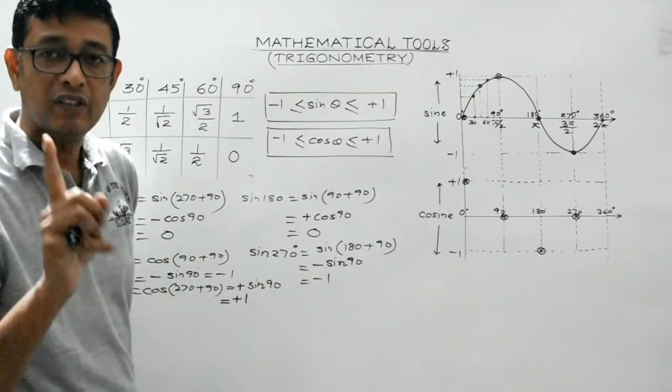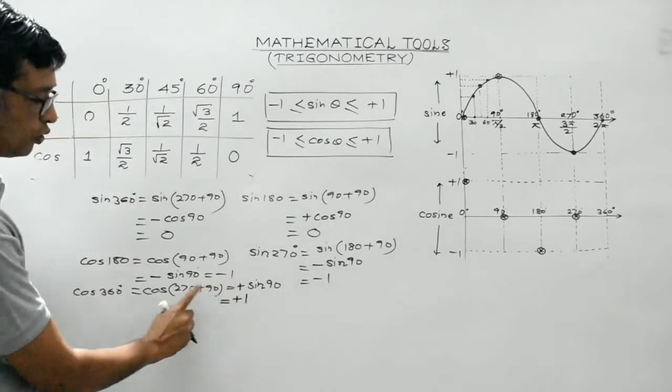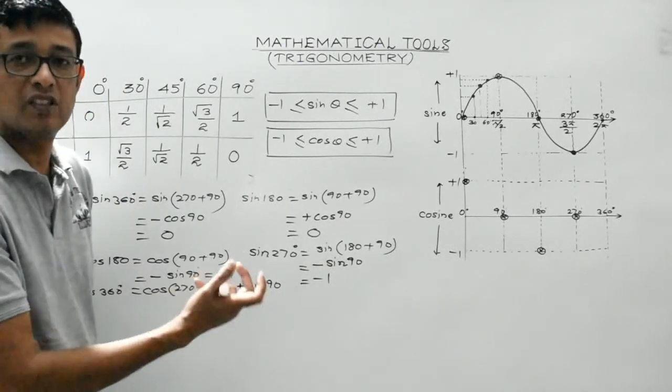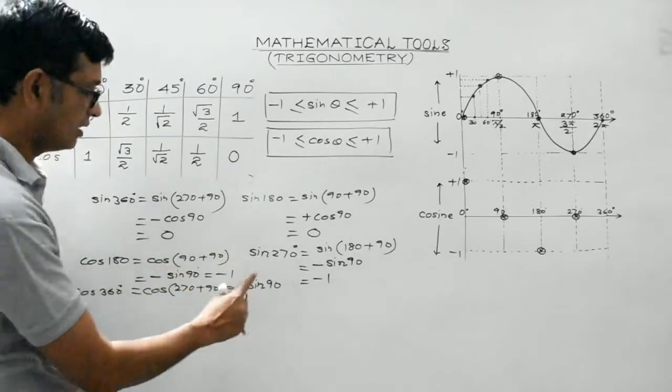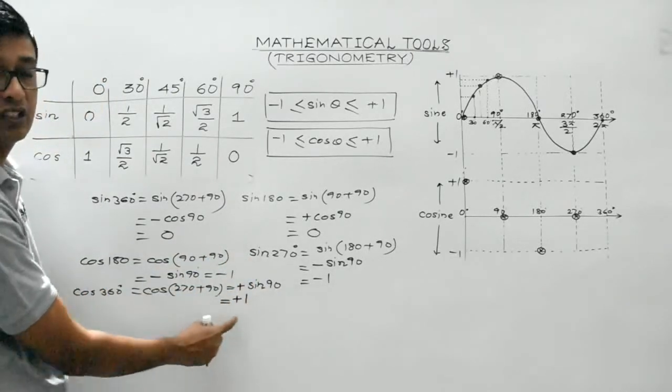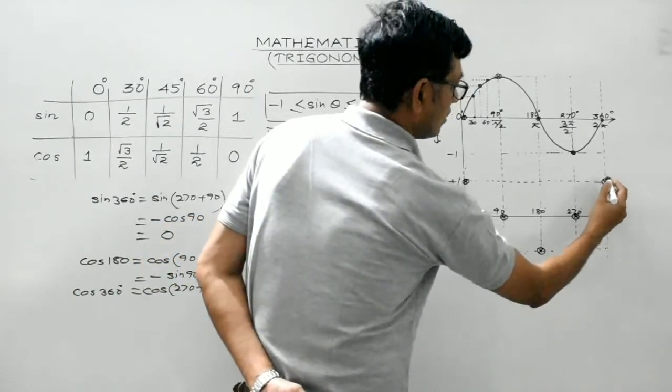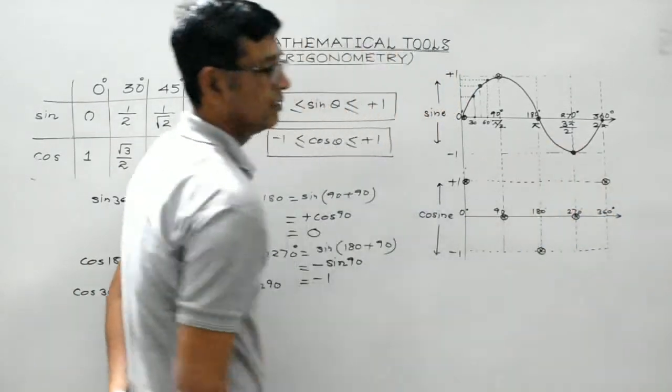Cos is positive in the fourth quadrant. This is the case of the fourth quadrant. So cos is positive, and cos 270 plus theta would give us plus sin theta. That is what I have written over here. Plus sin 90, which is 1. So cos 360 is plus 1.